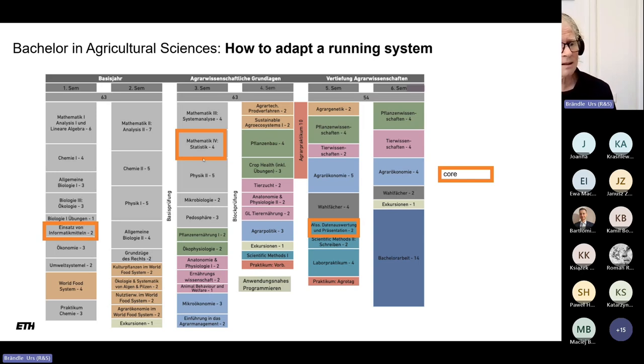Then they have a statistics course in the third semester. And then there's a data analysis and presentation workshop in the fifth semester. And then when they do the bachelor work, they sometimes have to analyze big data sets. So in a first step, the thing is that there's a bit of programming in the statistics, but not much. It's mainly done on paper.